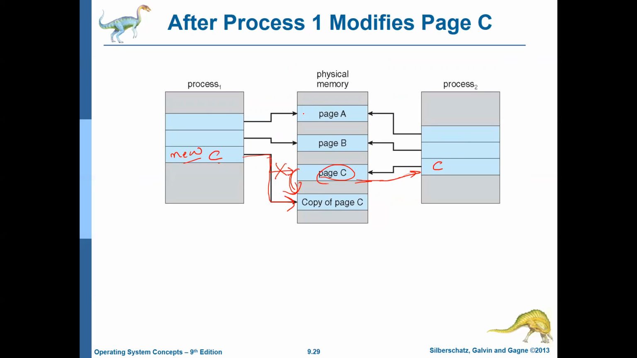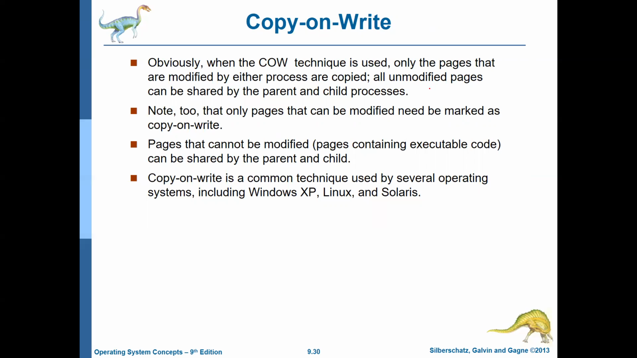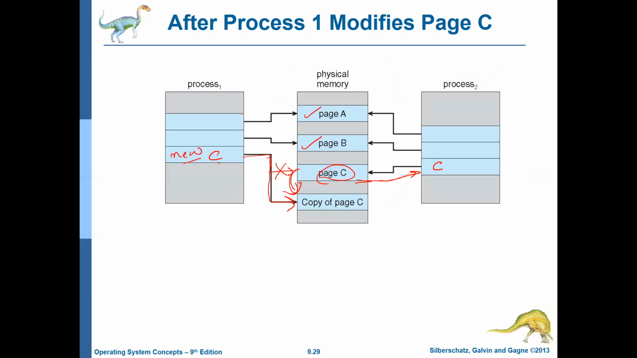Did we make any change on A or B? No, only C was being modified by the parent process. So a copy of that was created. Even though A, B and C all belong to process 1, and it tried to change C, that doesn't mean everything has to be changed.